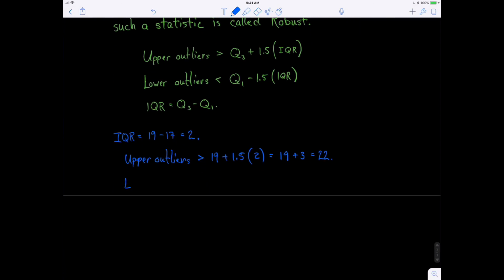Then let's check for lower outliers. These are values below Q1, which is 17, and then we subtract 1.5 times the IQR of 2. Well, this becomes 17 minus 3, but that's 14. So any value below 14 is considered a lower outlier. And we do have a value lower than 14, that's the 0. So we say the value of 0 is a lower outlier.